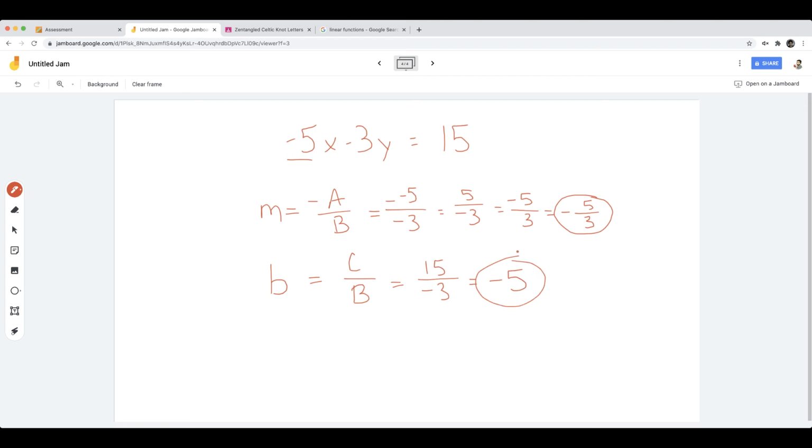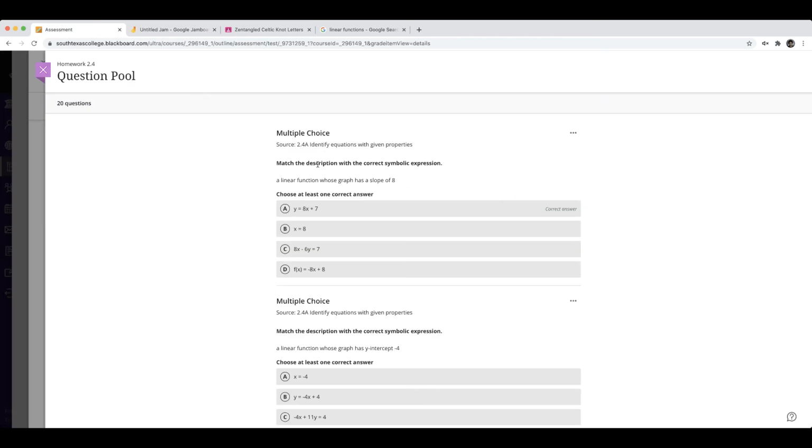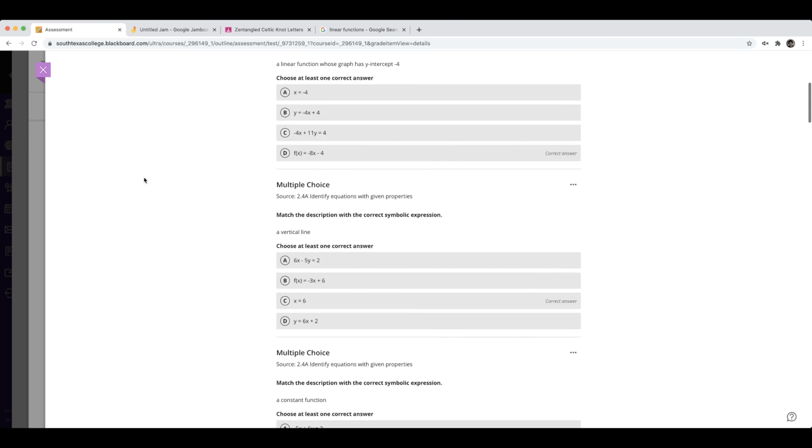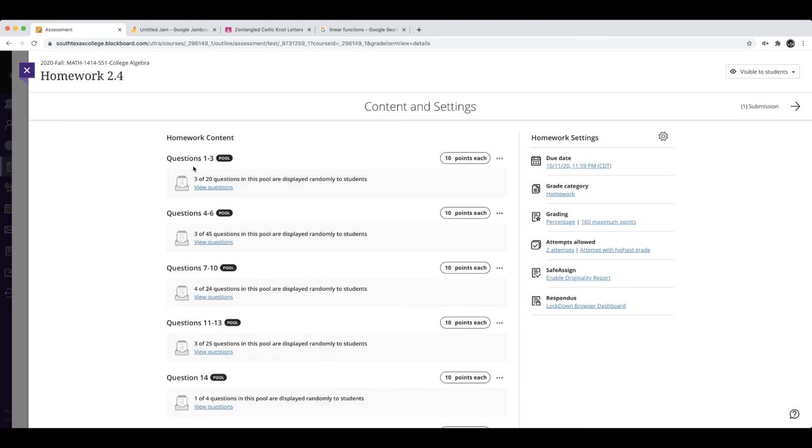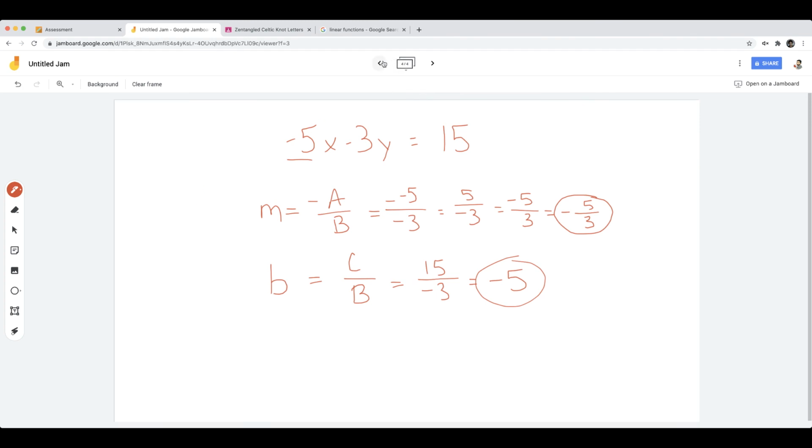All right, so that should help you for section 2.4. Questions, let me check real quick. Questions 1 through 3. All right, so this is for questions 1, 2, 3.